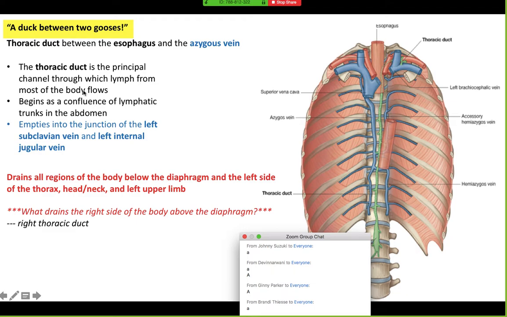Okay, we talked about the thoracic duct. So another thing that's been repeated a lot, you want to know. So for some reason, I feel like this might have been a question. The thoracic duct empties into the junction of the left subclavian vein and left internal jugular. Okay, and it's going to drain everything below the diaphragm and on the left side of the body. So what's draining the right side? Really simple, just the right thoracic duct.